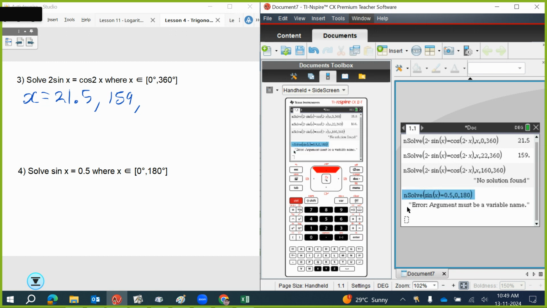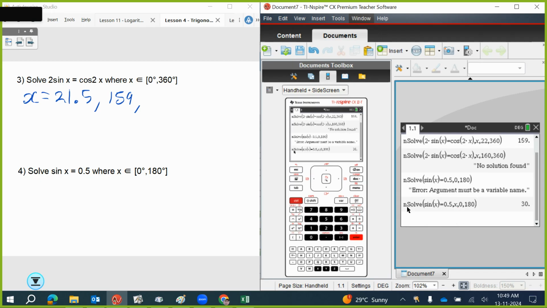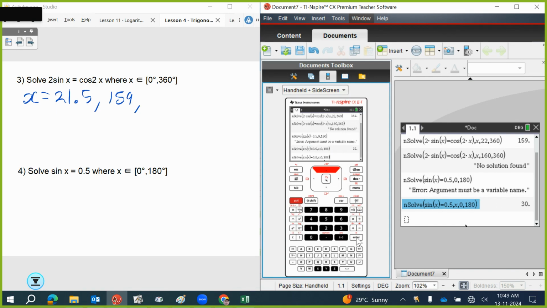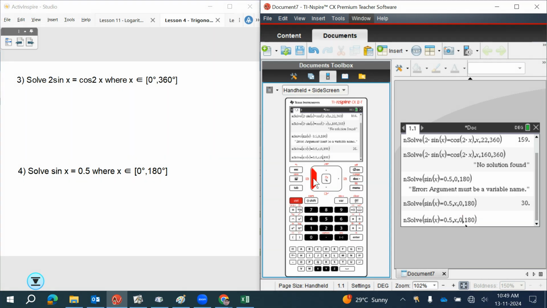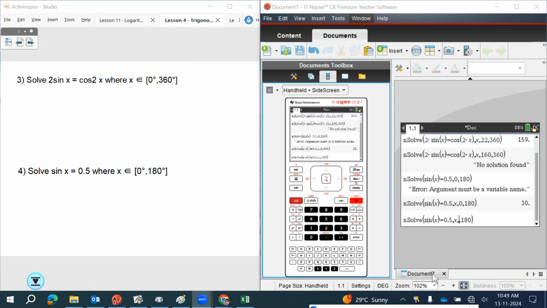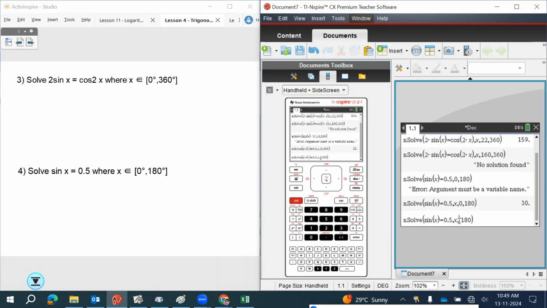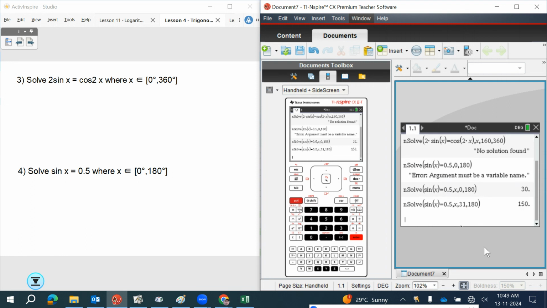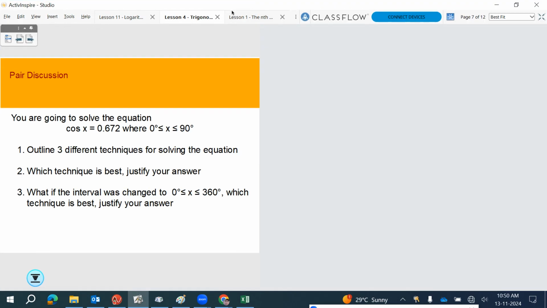Oops, I missed something. What did I miss? I missed solve for the variable x. So here I need a comma x. So our first solution is x equals 30. And do we have any more solutions? Let's change that to a 31. And we get 150.